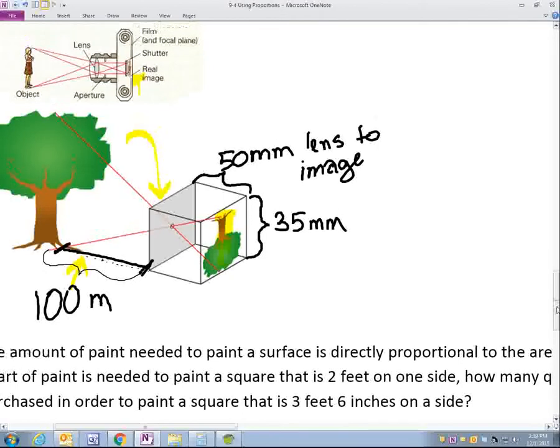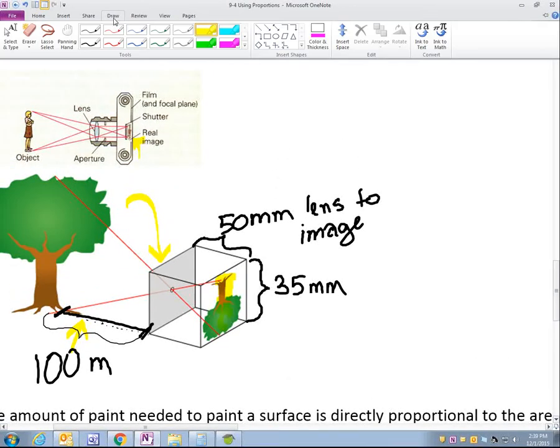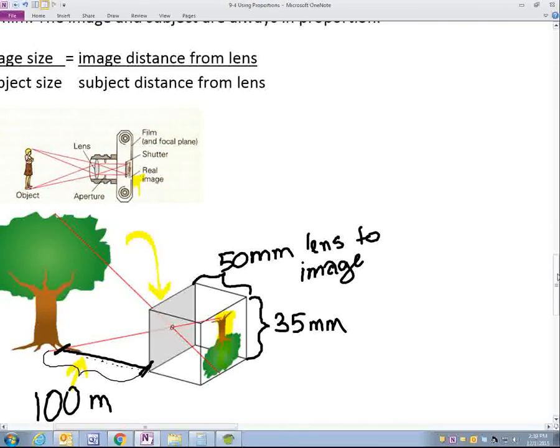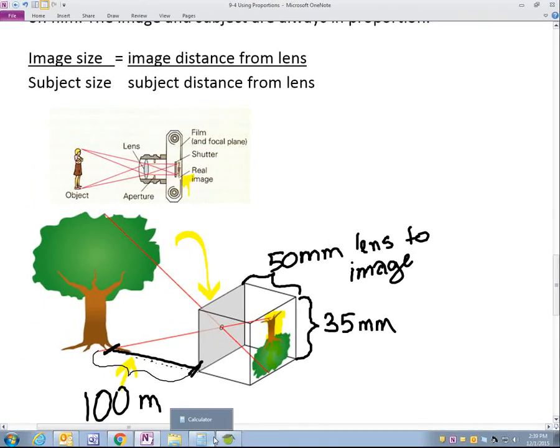So now we would set this up so we can find out how big this tree is. We're not going to, because ain't nobody got time for that, and I want to get through the next one as well. So we are going to set it up the same way that it's listed here. We have the image size and the subject size, so we could just have the left side called size.